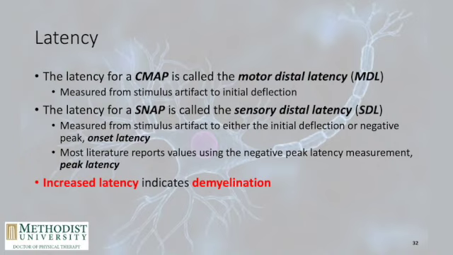So for example, if I zap the nerve and there's a large time between when the zapping occurs and when the nerve actually responds, that's going to indicate an abnormality, which is usually indicative of a demyelinated nerve.